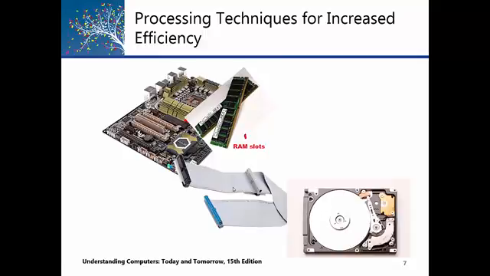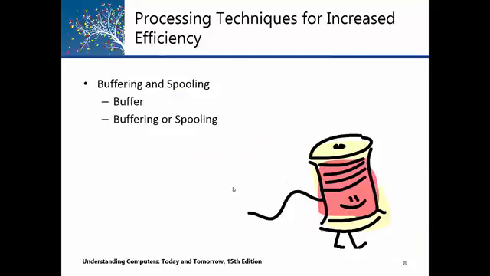But that page file, swap file, all that stuff is managed by your operating system. The last job, or the last how does it work kind of thing, is this discussion of buffering or spooling. And this is supposed to be a spool of thread. If you've ever seen your mom or grandma knitting or sewing, you've probably seen spools of thread or yarn.